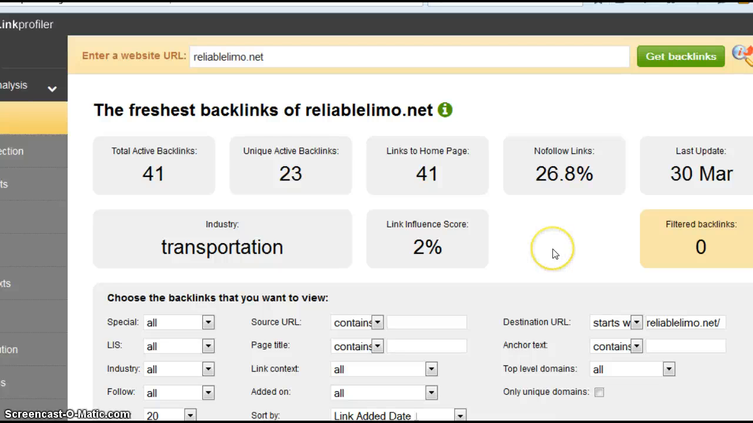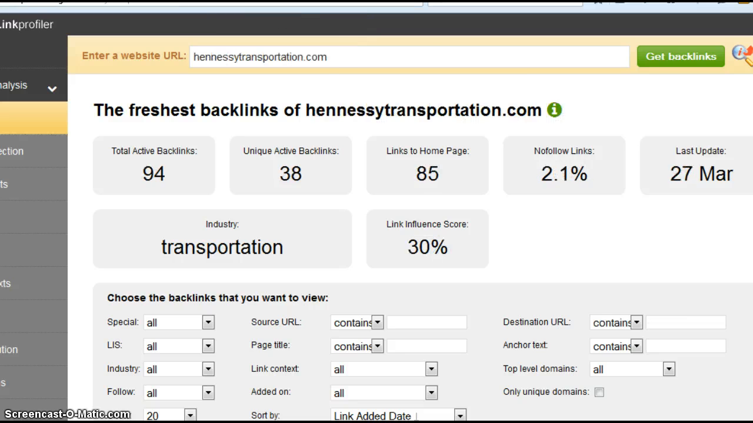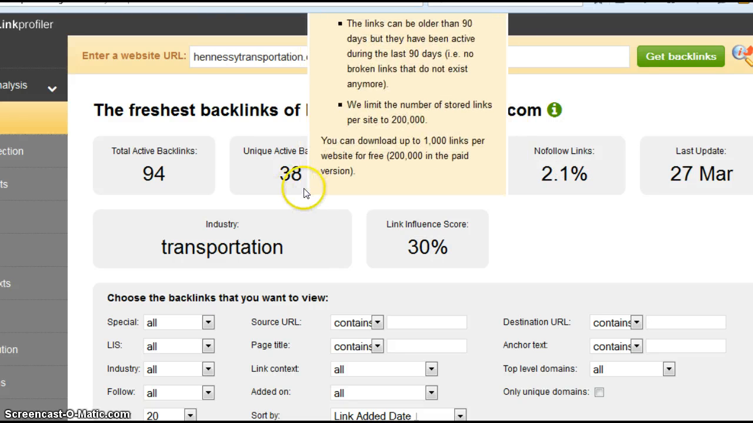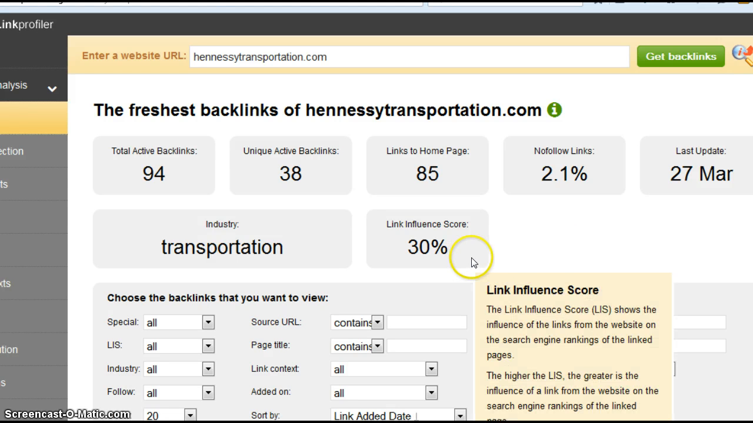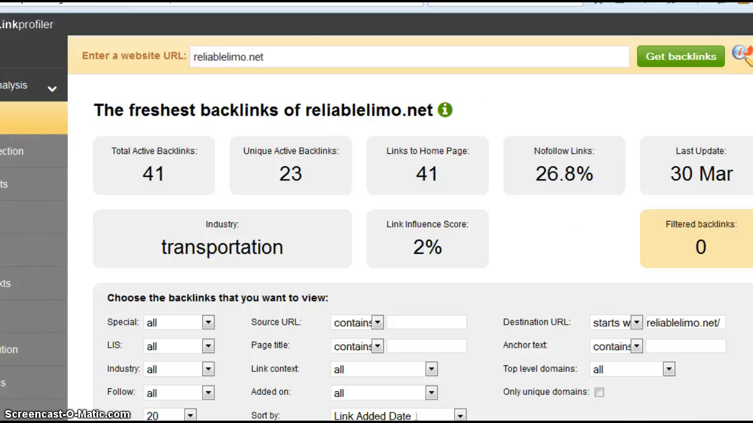Now, this website does a backlink count. The number we want to look at is unique active. It's telling me that you have 23 unique active backlinks. Let's go look at Hennessy. Okay, so Hennessy has 23 unique active backlinks. So that's a little bit more than you. But also, this score is a lot higher than you. That's 30%, which is about where it should be. Yours is 2%. Link influence score is an indicator of how strong the backlinks are that are coming into your site. It's based on how strong the website is that's linking to you. The stronger and better the website, the higher that score is going to be.